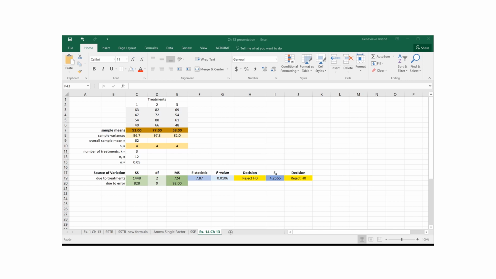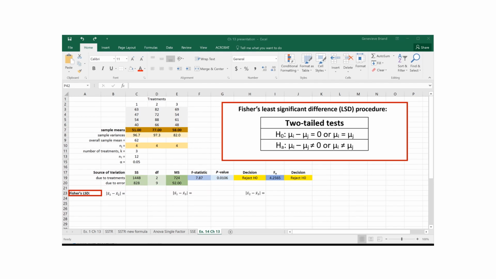For that, we are looking at exercise 14 from chapter 13 in our text. Here we've already done the analysis of variance and found that we reject the null hypothesis. So next we want to do pairwise comparisons of means so we can establish exactly which means are significantly different. We call that the Fisher LSD, or least significant difference, procedure.